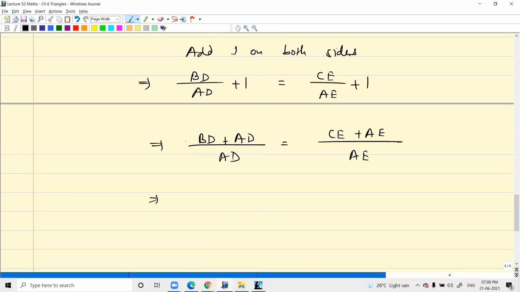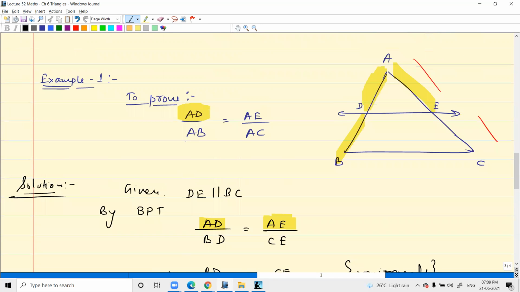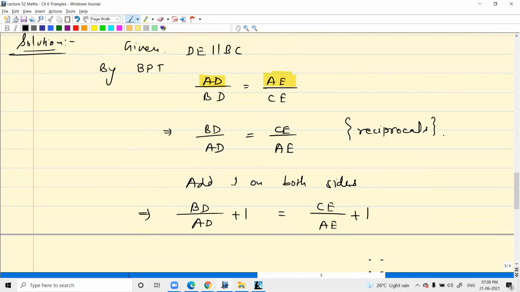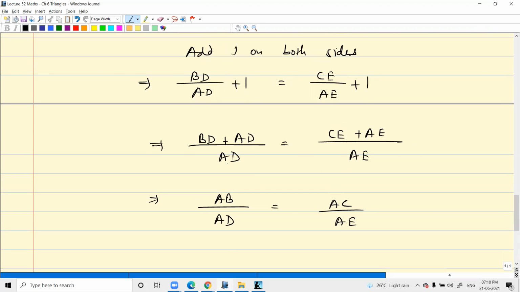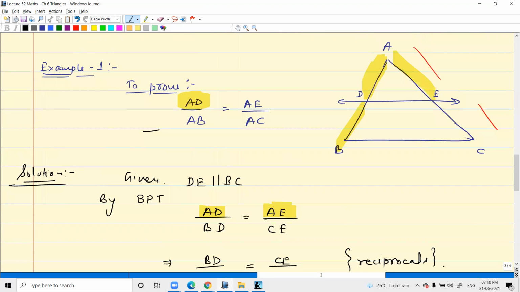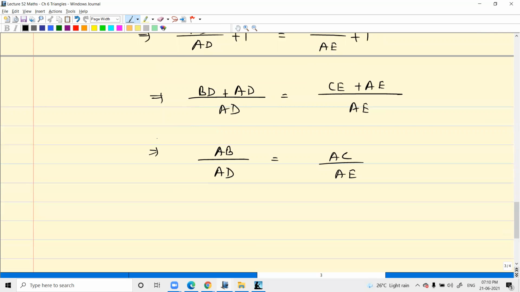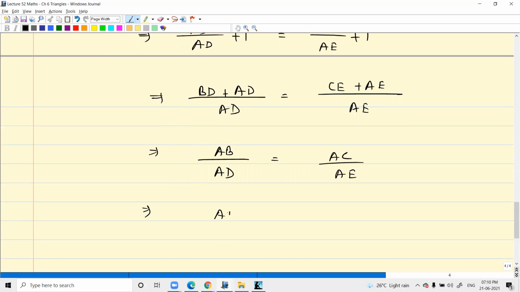What is this BD plus AD? BD plus AD is nothing but AB. And CE plus AE is nothing but AC. But what did they ask us to prove? AB should be in the denominator, AD in the numerator. So do the reciprocal once again to get the desired thing. We want AB in the denominator, AD in the numerator. So just do a reciprocal here. It implies that AD by AB is equal to AE by AC.